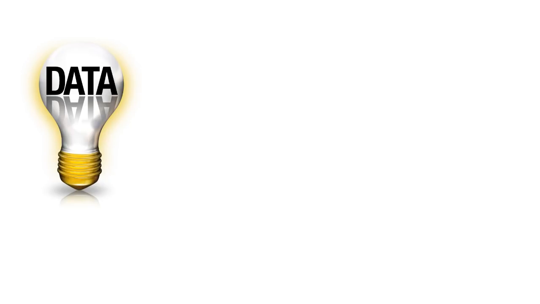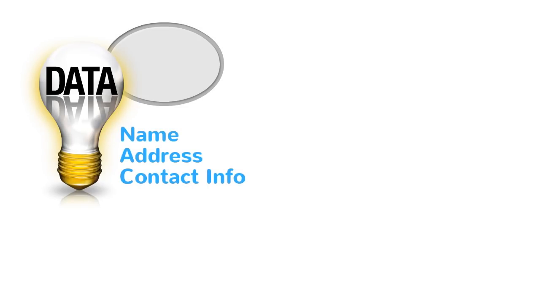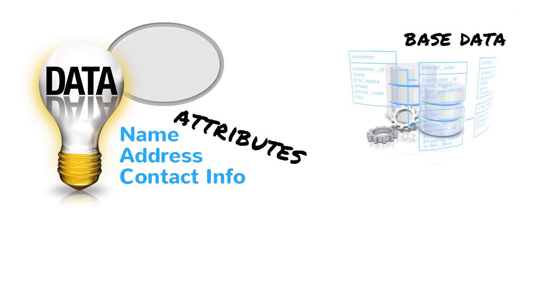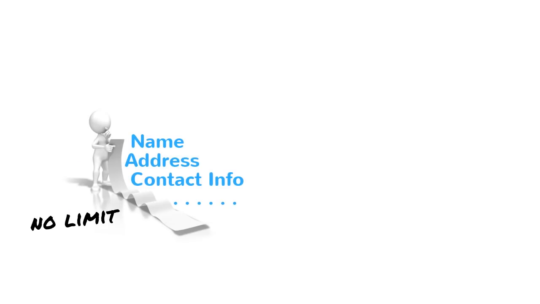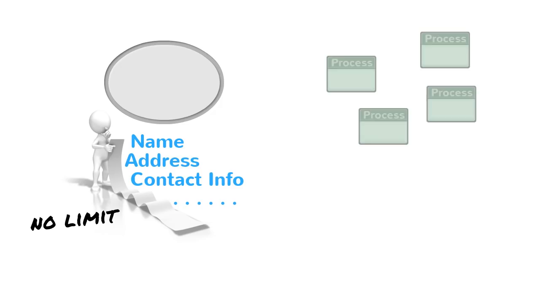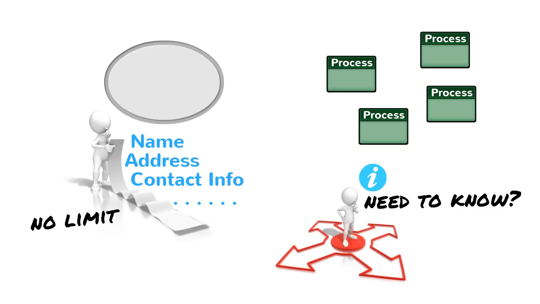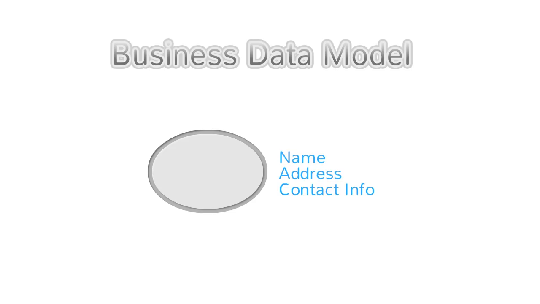The specific data you want to know about each occurrence of the entity, name, address, contact info, are its attributes. The attributes you absolutely have to store are base data, as you can calculate any derivable data given appropriate base data. There's no limit on how many attributes you want to store about each entity. That depends on your business processes and what information you need to help you make decisions. On the business data model, write the names of the attributes beside the oval representing the entity they describe, in this case, the customer entity.